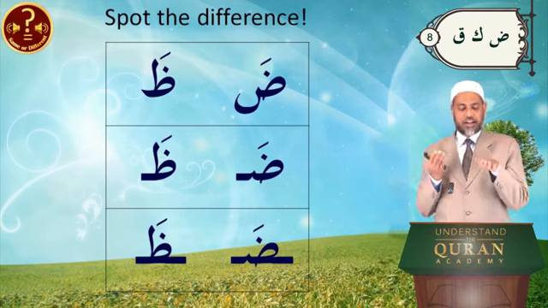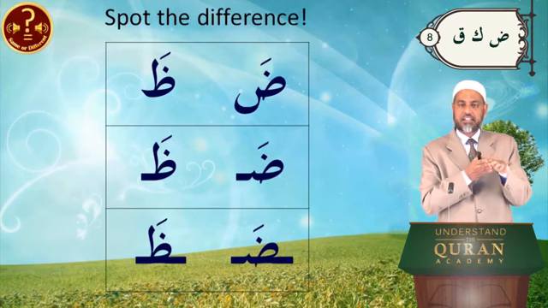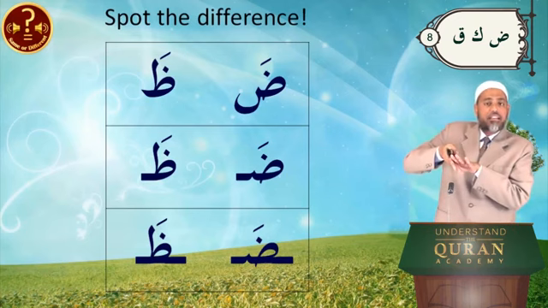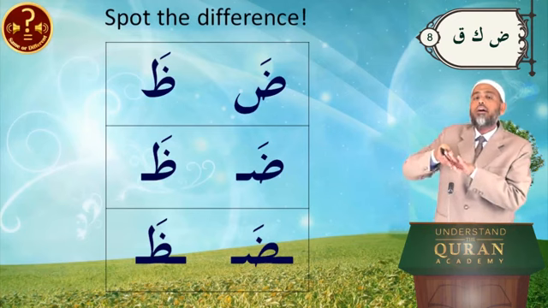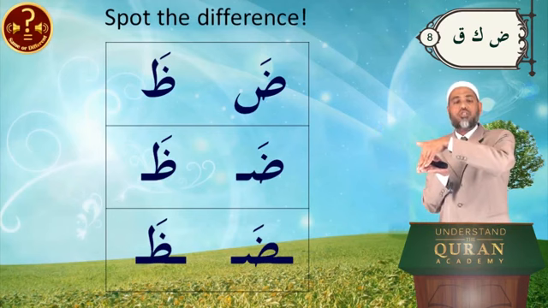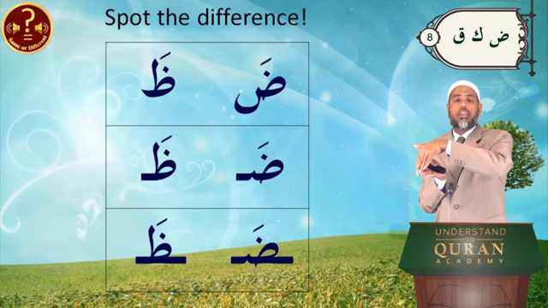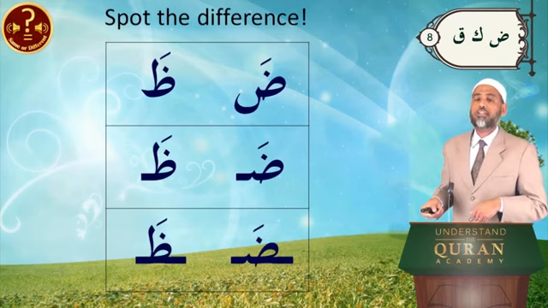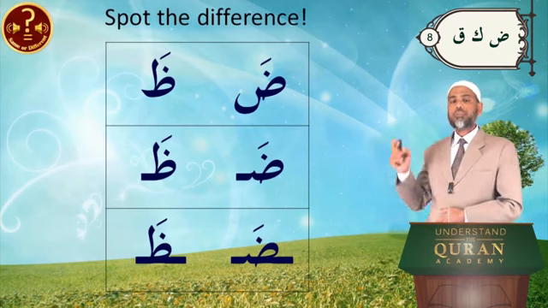Dha, with the right side of your tongue touching the right side of the gums. Dha. And the other one is dha with the tongue tip touching there near the edge of the upper teeth. Dha. Dha.